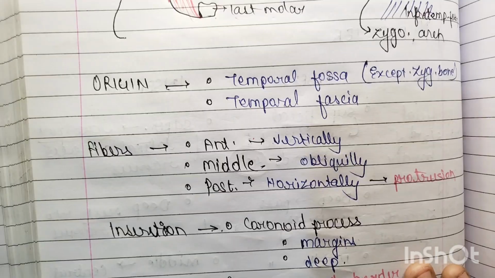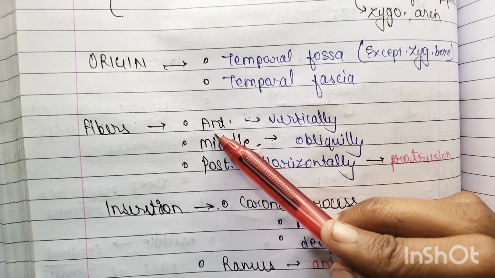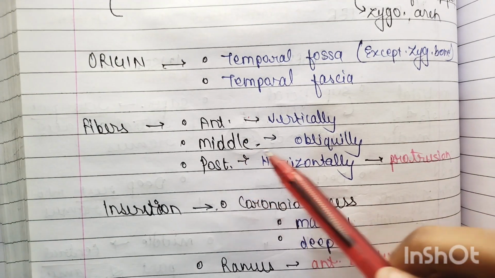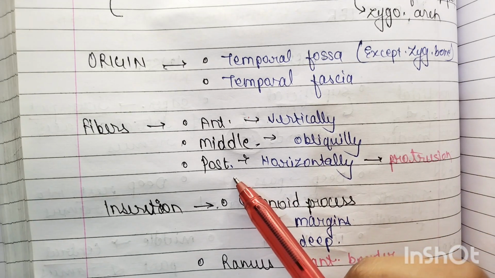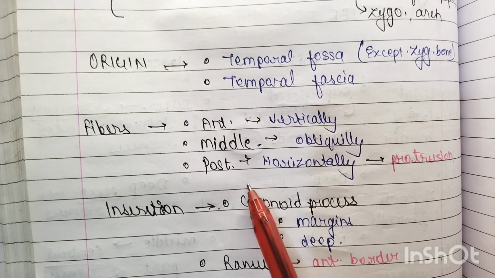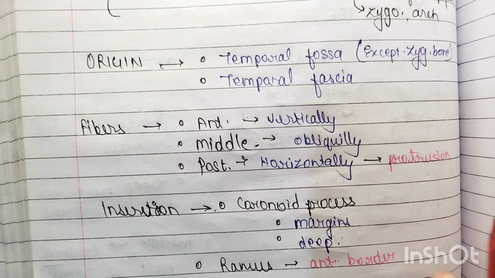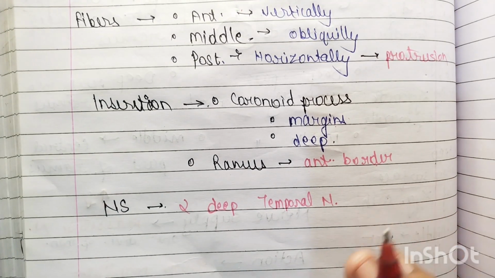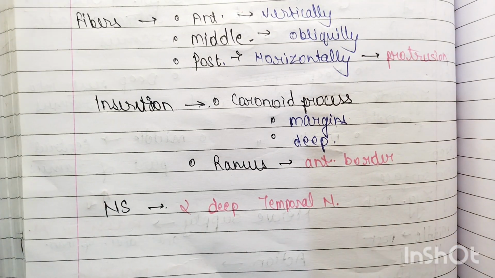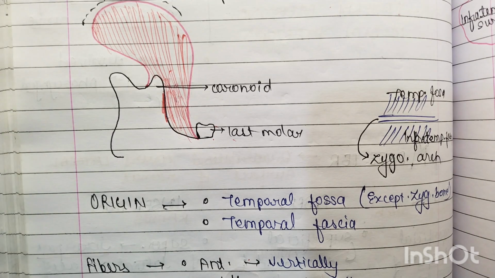Then we have the fibers: anterior, middle and posterior. The anterior fibers run vertically, the middle fibers run obliquely, and the posterior fibers run horizontally. These horizontal posterior fibers help in the protrusion of the mandible. If we talk about the nerve supply, two deep temporal nerves supply the temporalis muscle.